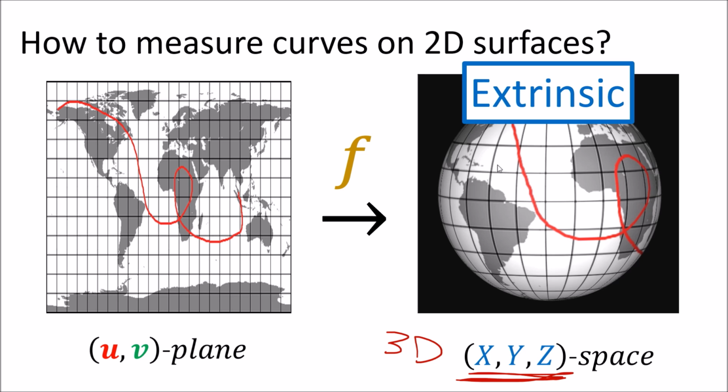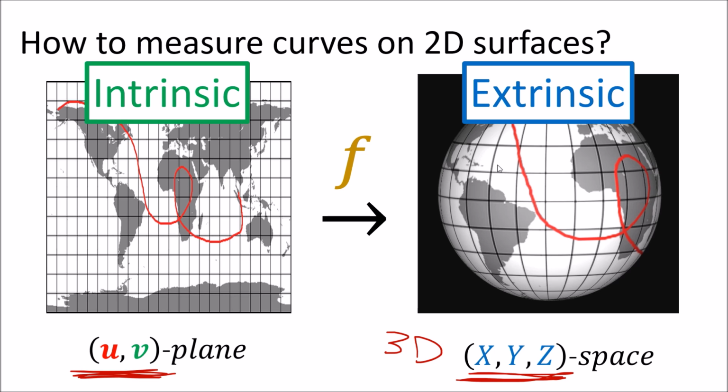And this approach to studying surfaces is called extrinsic geometry because it involves analyzing curved 2D spaces like the sphere using the surrounding 3D space that the surface lives in. But there's also another way to examine curved spaces, and that's by analyzing them without looking at the surrounding space. So in other words, instead of looking at the XYZ space, we would only be looking at the UV plane. And this point of view is called intrinsic geometry because we only focus on the curved space itself and not the surrounding space that it lives in.